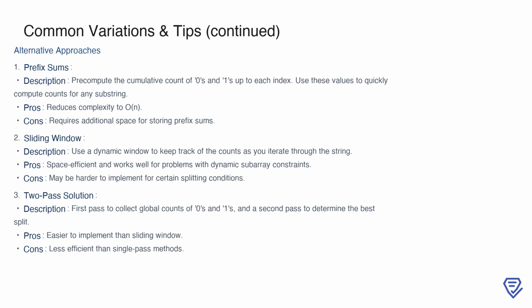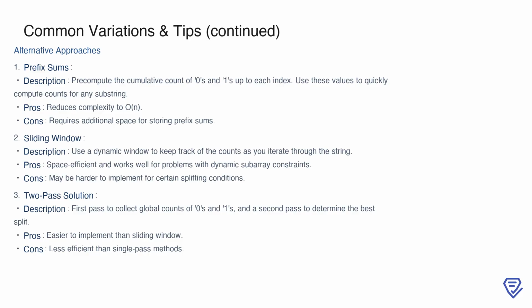Another option is the sliding window approach, where you dynamically adjust the window as you iterate through the string. This method is particularly space-efficient and works well when dealing with dynamic subarray constraints, although it may be trickier to implement in cases with complex splitting conditions.